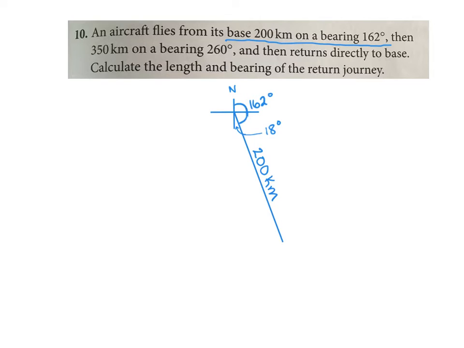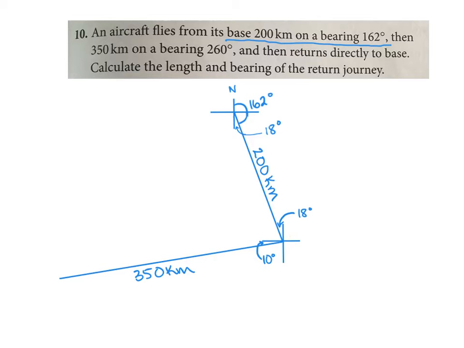Okay, so I've drawn a 162 degree angle, and then from there I've gone out 200 kilometers. And I'm also representing that this small angle in here would be 18 degrees because 162 plus 18 gives me 180 degrees. Now down here I want to draw in another compass cross and proceed with the next step, which is that the plane goes 350 kilometers on a bearing of 260 degrees.